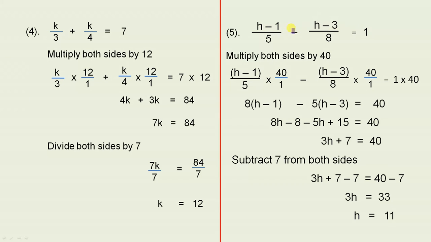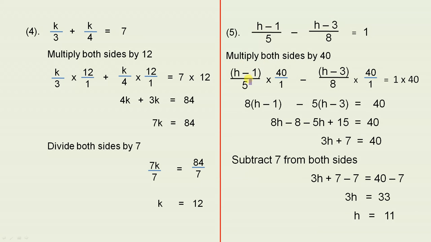This is an excellent example here. It's one of the more difficult ones that we need to do, but if we follow the principles, we won't have any problems. The lowest number that 5 and 8 will divide into is 40, so that's the lowest common denominator. So we multiply each side by 40.